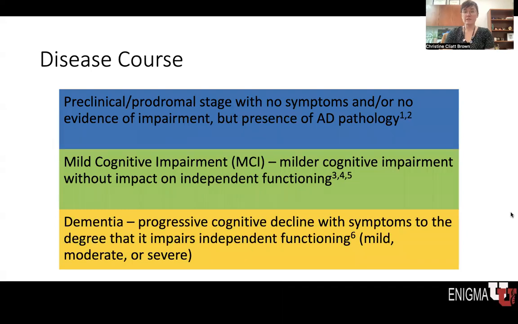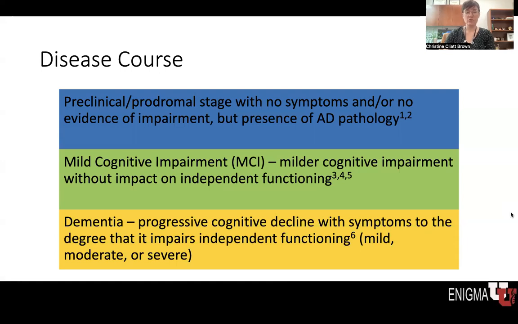So what does a typical disease course look like? In Alzheimer's disease, there's a long preclinical or prodromal stage where there are no symptoms of Alzheimer's disease. There's no cognitive impairment or evidence of impairment in functioning, but there is the presence of Alzheimer's disease pathology. So that if we were to look at the brain under a microscope, we would see those proteins, amyloid and tau. Or if we used special imaging to look for them, we would find them, even though this person has no symptoms. This can start even decades before someone develops symptoms.